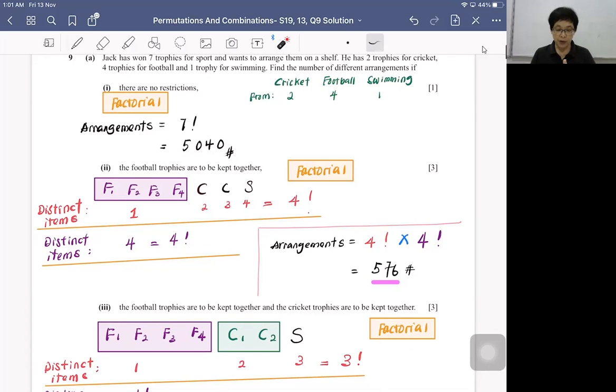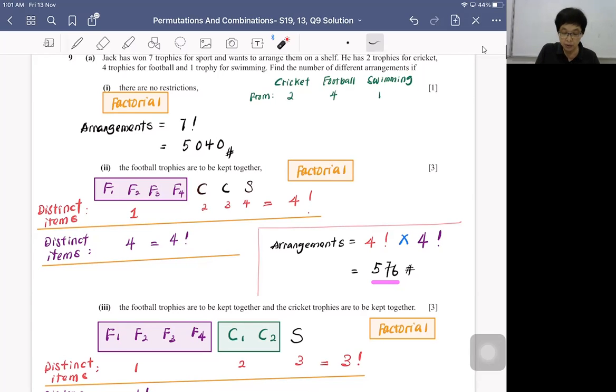The football trophies are to be kept together. Here's the little condition that he wants for displaying his trophies. He doesn't want them randomly displayed, in any order. In fact, he wants to organize them so that all the trophies from football must be kept together.